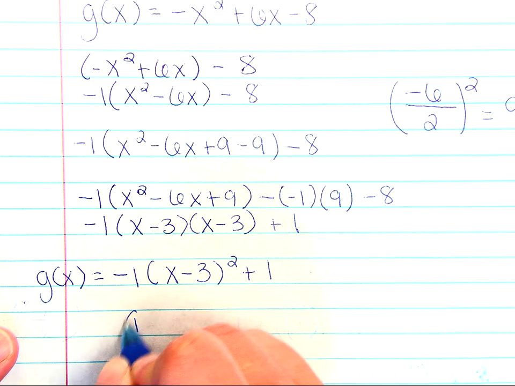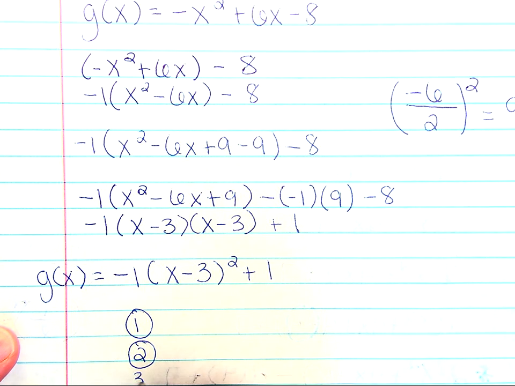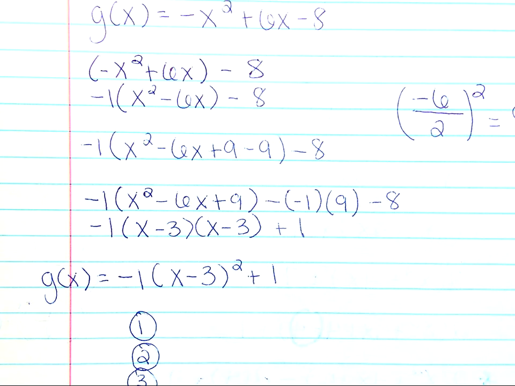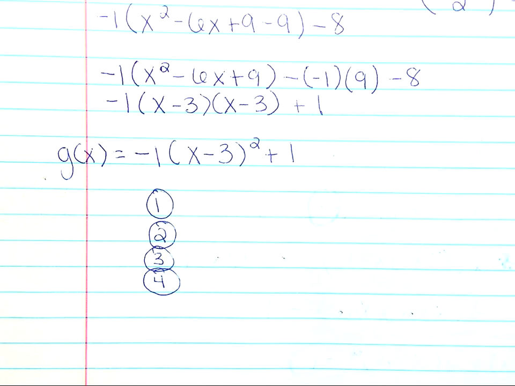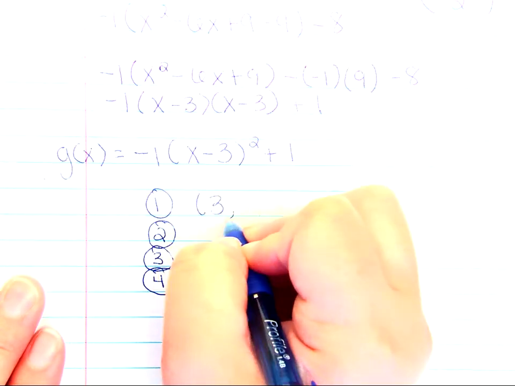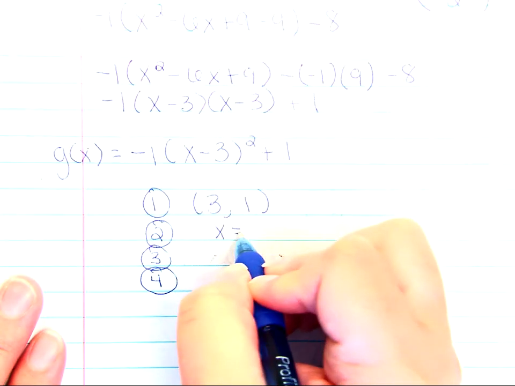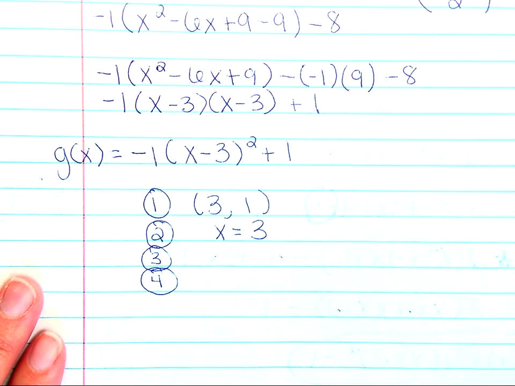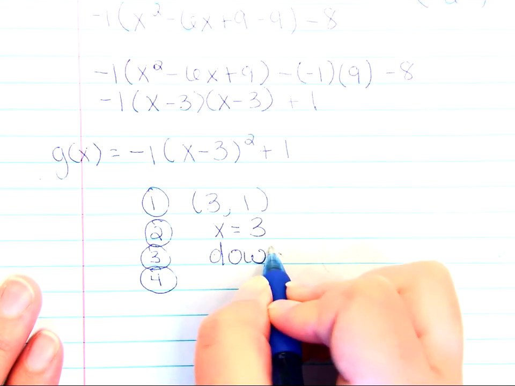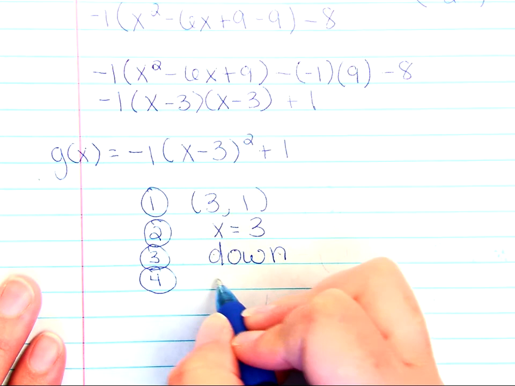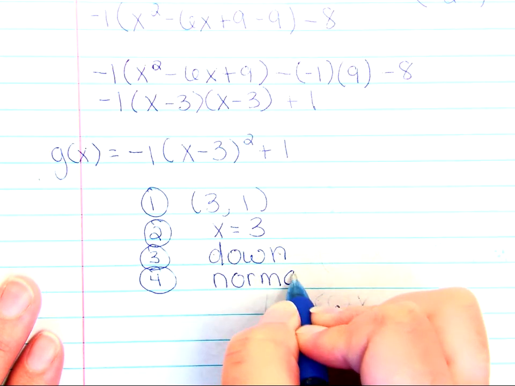Now see if you can answer our 4 questions looking at our new standard form. So now might be a good time where you pause the video and you try this. The vertex should be at 3, 1. The axis of symmetry should be at x equals 3. This should open down, and it should be normal width.